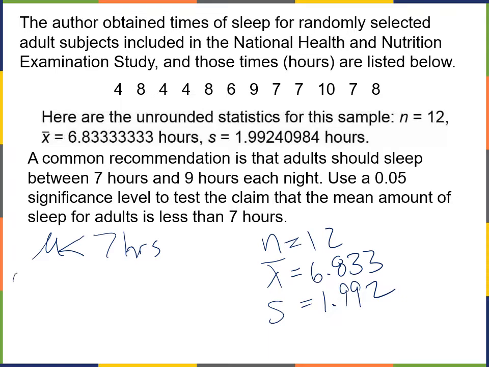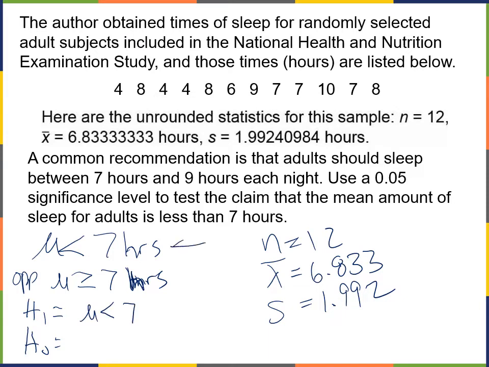What else do we need? We need to do the opposite. So the mean is greater than or equal to 7 hours. Okay? Then our H1 and our H sub 0. H1 is that the mean is less than 7 hours. Why? Because this one here does not contain an equality. That's the original claim.